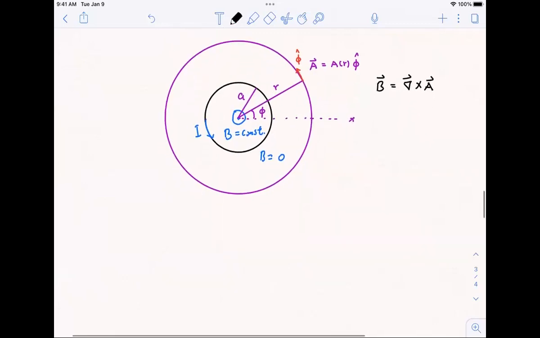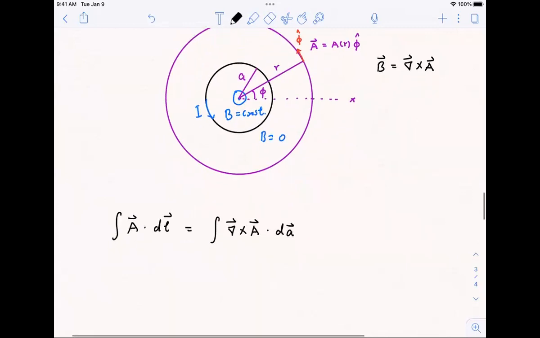So first, let's do the integration of A dot dl around the loop, equal to, using Stokes' theorem, the integral of the curl of A dot dA over the area, and this is just B dot dA, which is B times the area.